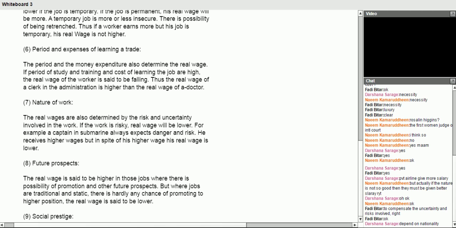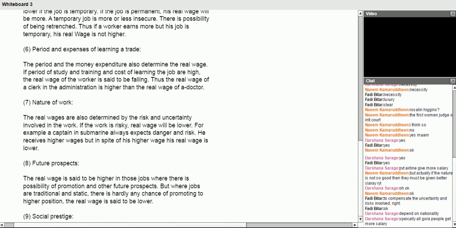Yes. Depends on nationality. Okay. Especially all Gora people get more salary. Oh, is this so?